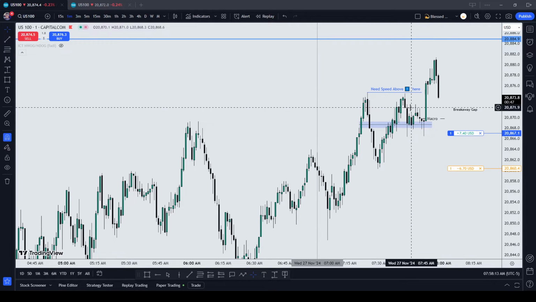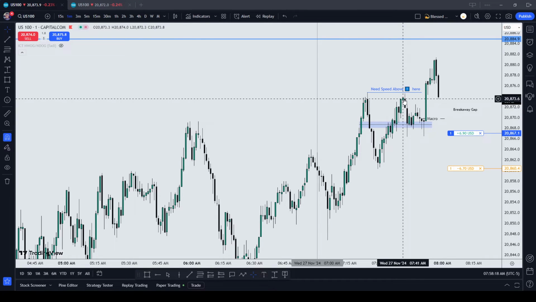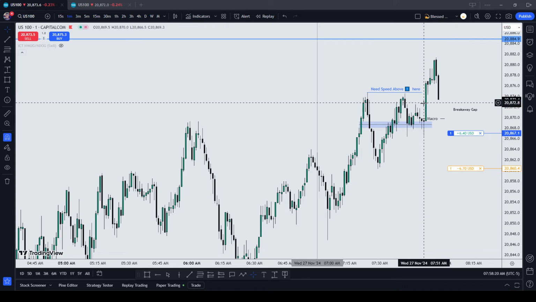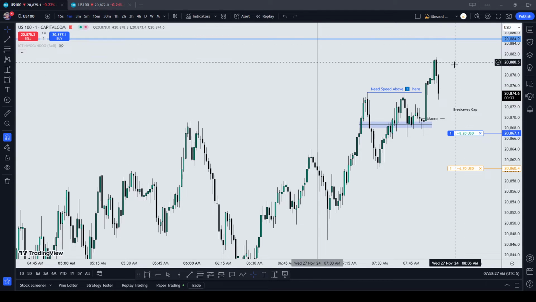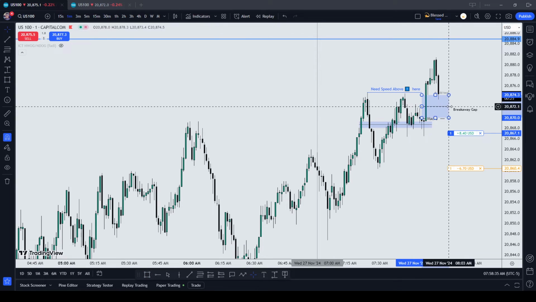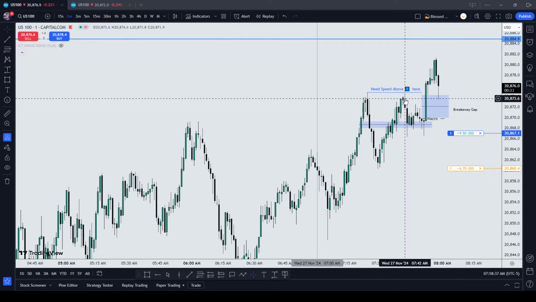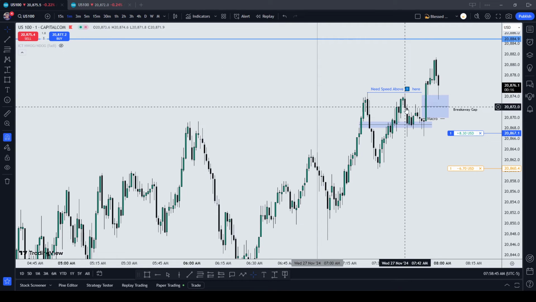So what am I watching? I'm watching one, two. I'm watching how they support price higher. I'm also watching the consequent encroachment of this candle. I'd like to see how price uses it to send price higher. I'm also watching this other block right here. I want to see them use this to support price to the upside.